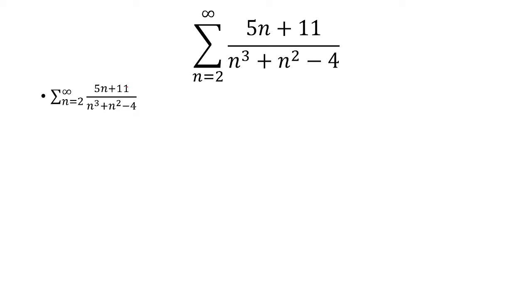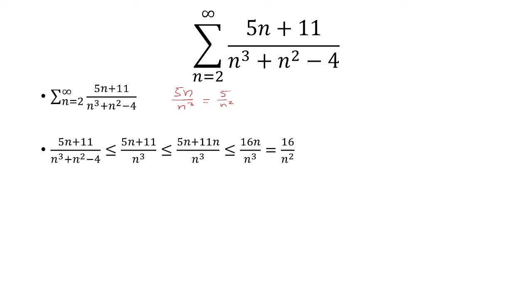Well, let's look at the biggest degree at the top and the biggest degree at the bottom. Clearly 5n is the biggest degree at the top, and the biggest degree in the bottom is n cubed. So this is 5 over n squared, and by the p-test we know that this is going to converge. So we need to compare it to something that is going to converge, something like 1 over n squared. And we'll go over the details in a second. But this tells me that it's going to converge, and the form of the comparison should be something over n squared.